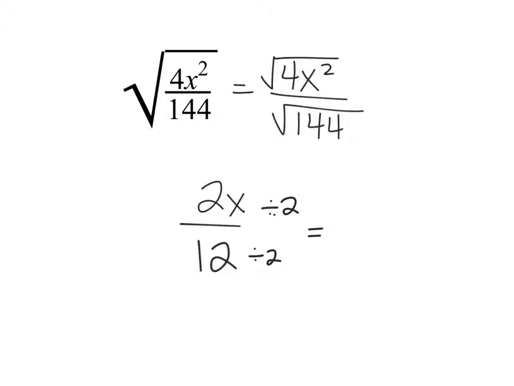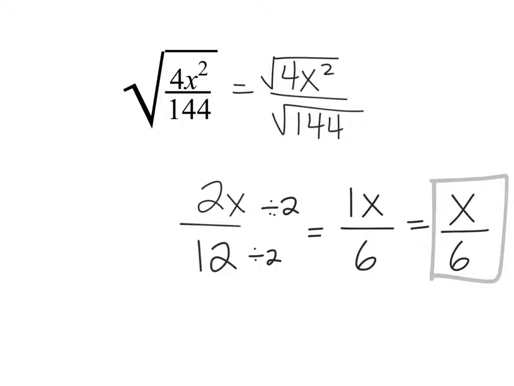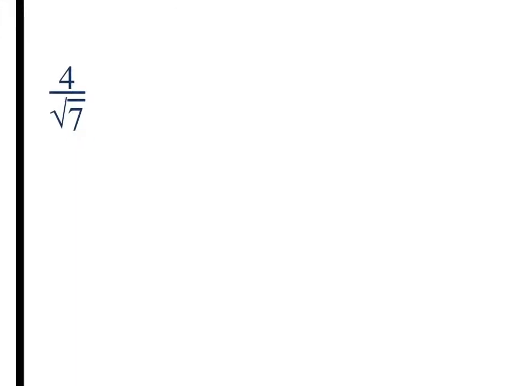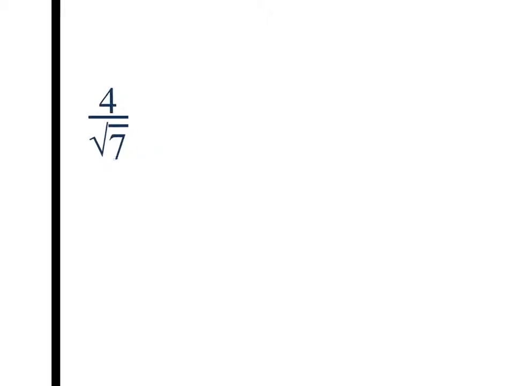So really you get 1x over 6, which looks kind of weird. Do you really need the 1 there? Nah. So we're going to put x over 6. Okay, 4 over root 7. We don't like this. We're not allowed to keep a square root there.